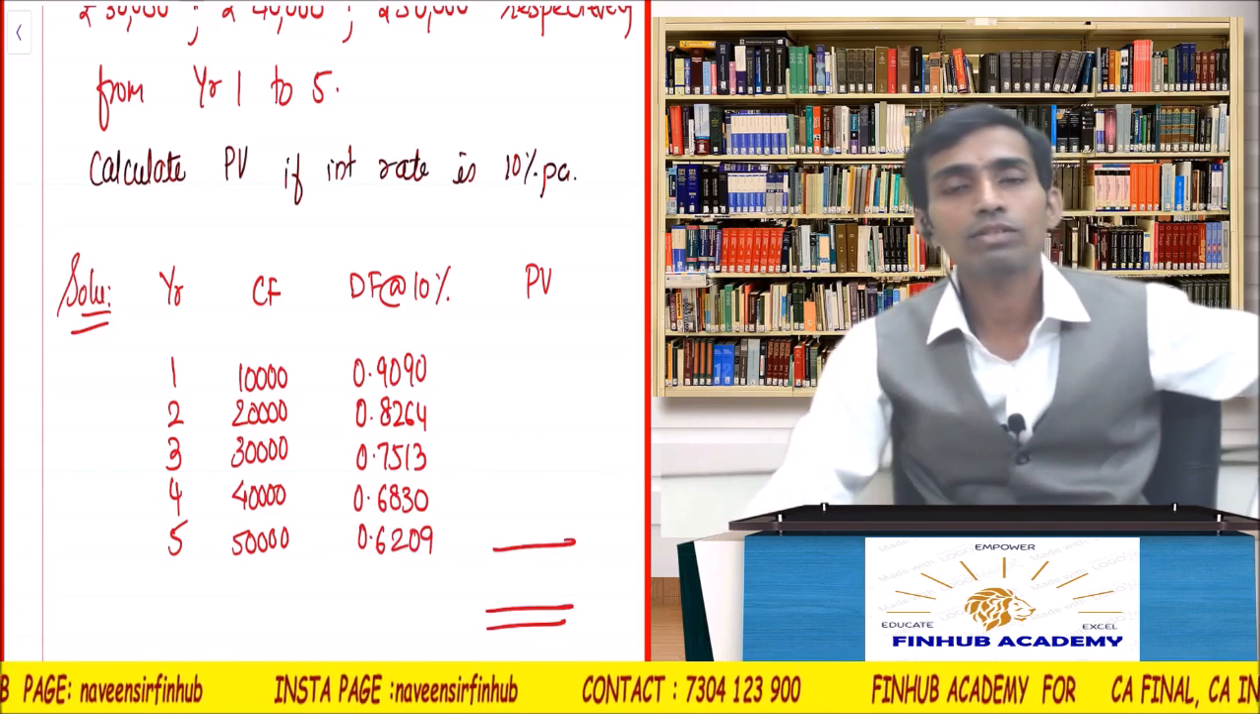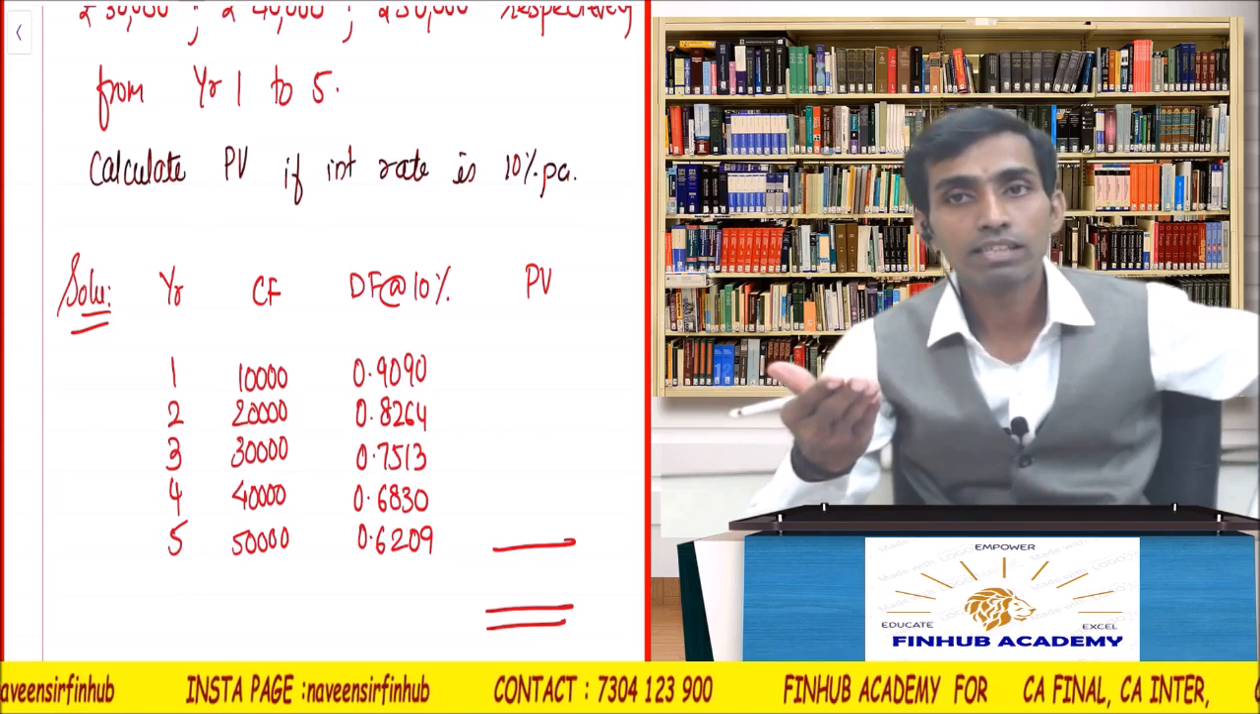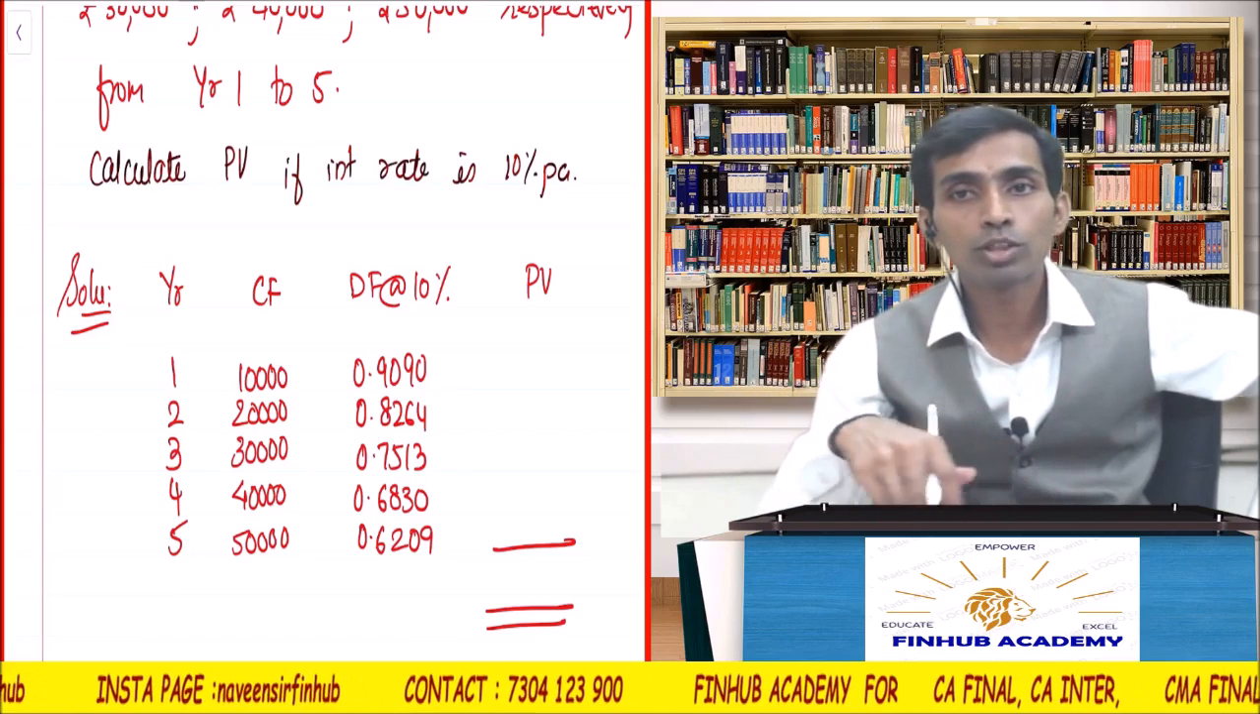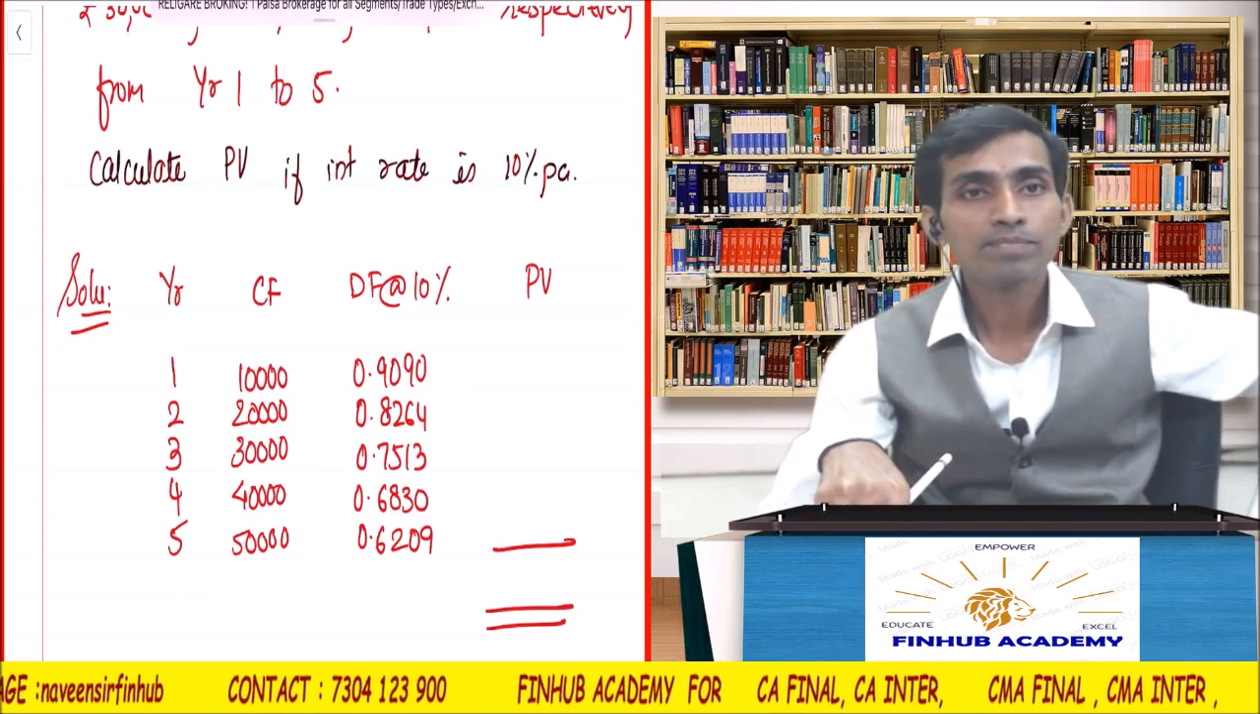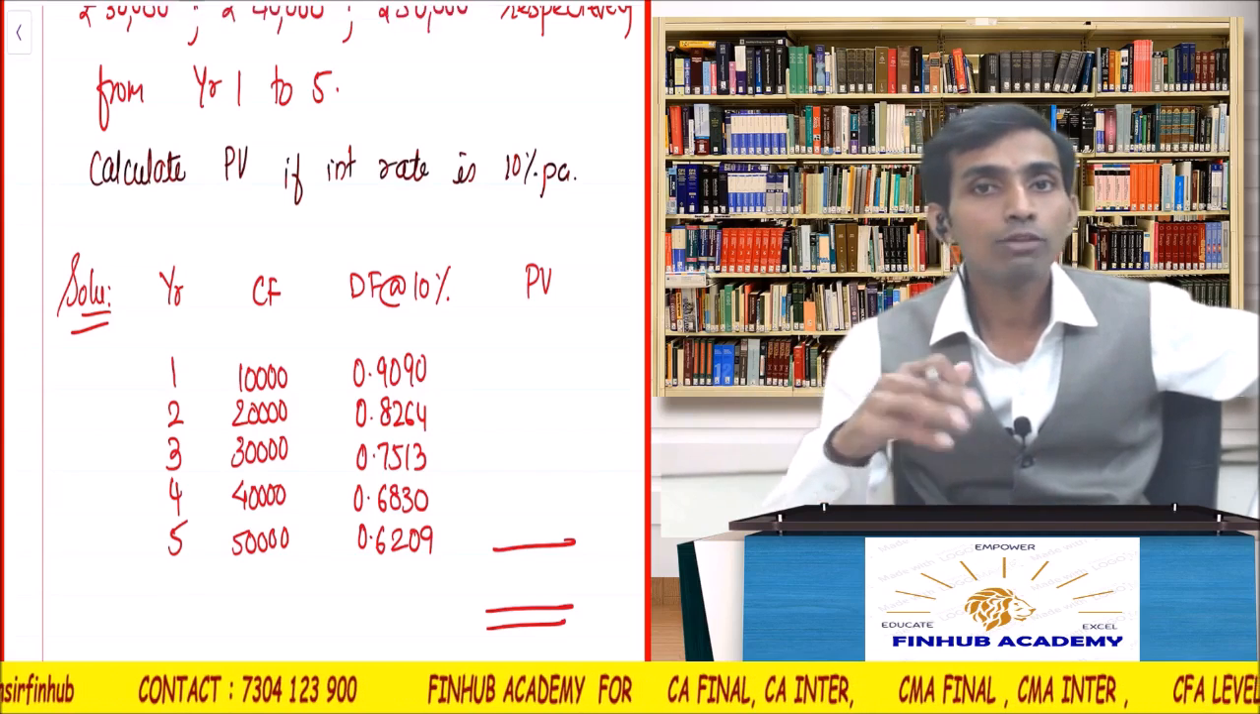Multiply this and take the total. That will be the present value. I hope everyone, the sum is clear. After doing annuity, this should be a very cakewalk for you. Okay, this is a very easy sum. Fine. Everybody understood? I have to calculate the present value.